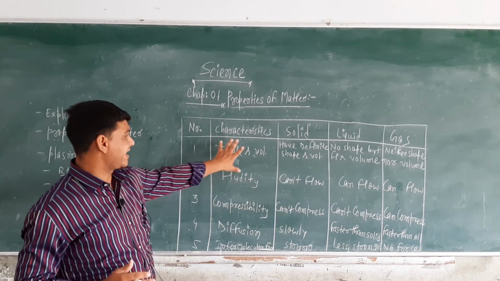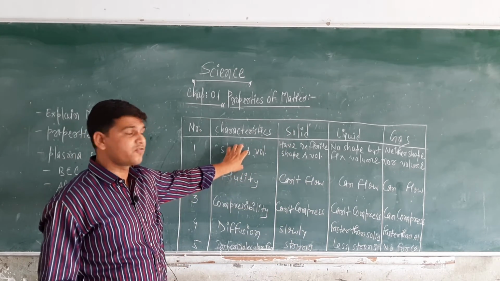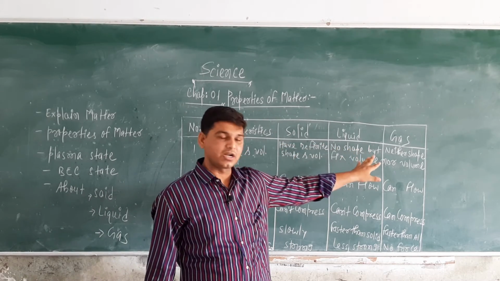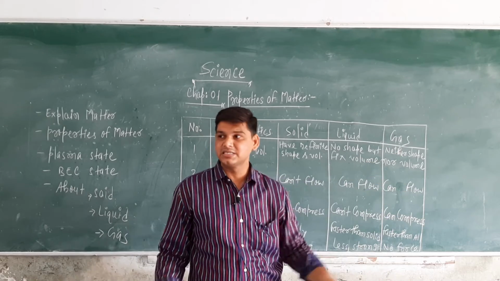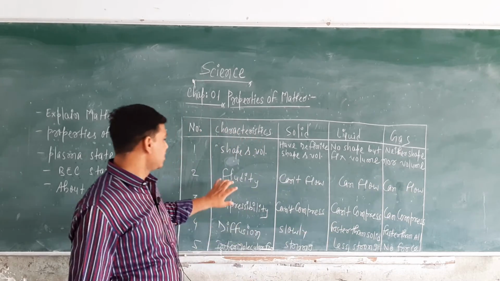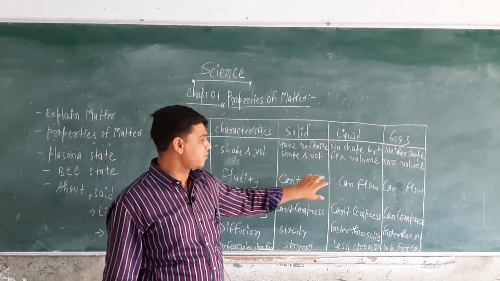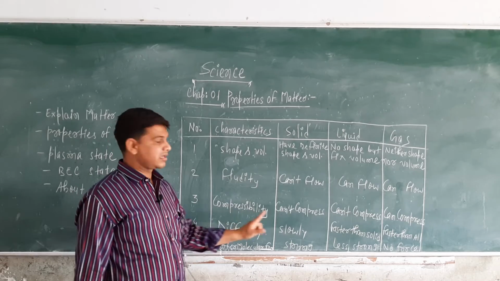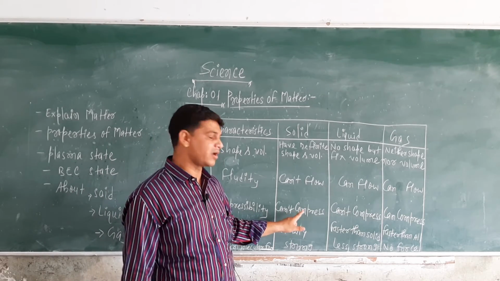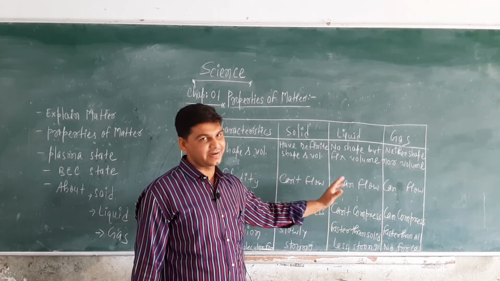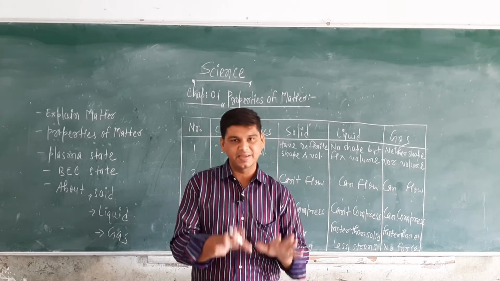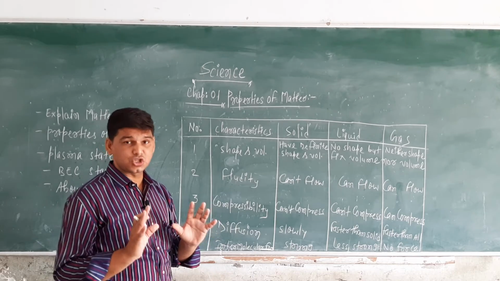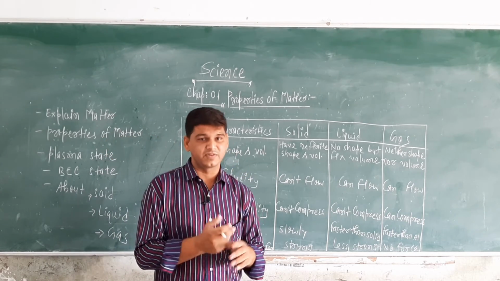Now let us see the characteristics. For shape and volume, a solid has a definite shape and volume, a liquid has no definite shape but has a volume, and a gas has neither shape nor volume. For fluidity, a solid cannot flow, a liquid can easily flow, and a gas can also easily flow. For compressibility, solids and liquids cannot be compressed, but a gas can be easily compressed, like in a cylindrical vessel. The diffusion rate in a solid is very slow.